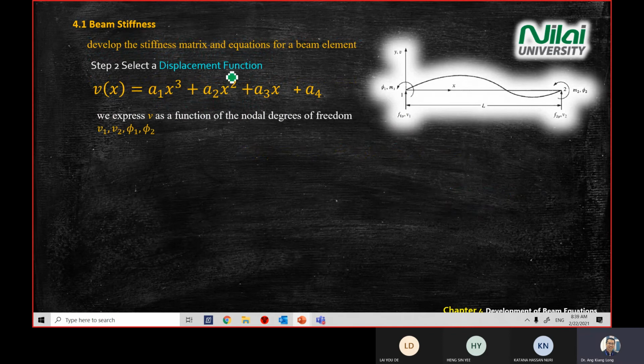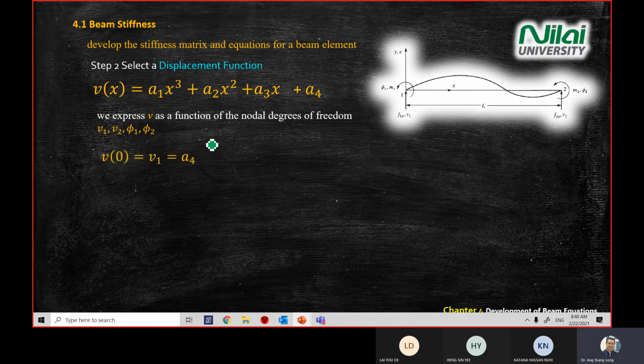So the next step is that we want to replace this function. We want to express this vertical displacement in terms of V1, V2, rotation 1, rotation 2. V sub 1 means the vertical displacement at point 1, which is here. V2 means the vertical displacement at point number 2. Phi 1 is the transverse rotation at point number 1, and phi 2 means the rotation at point number 2 over here. So we want to put this displacement function in terms of these 4 displacements and rotations.